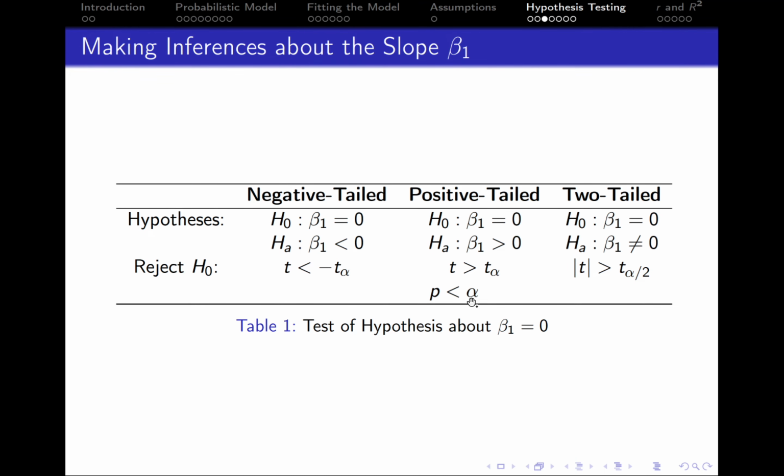Or we can also use the p-value. So when the estimated p-value is lower than alpha, the level of significance of 1, 5, or 10%, we also reject the null hypothesis.